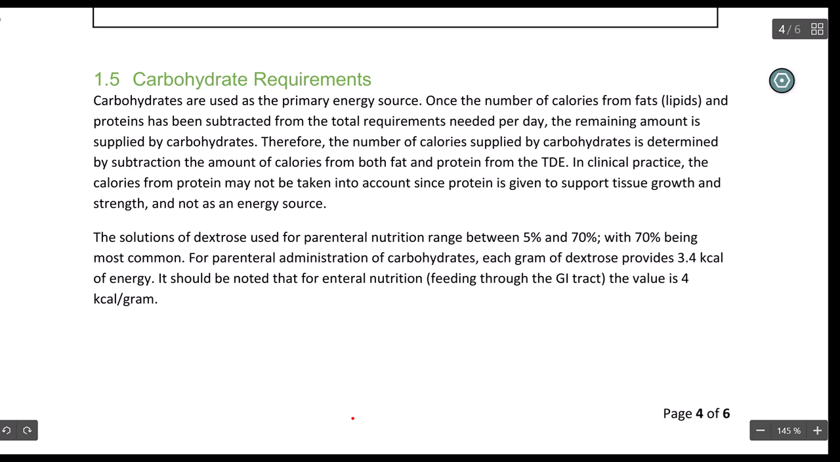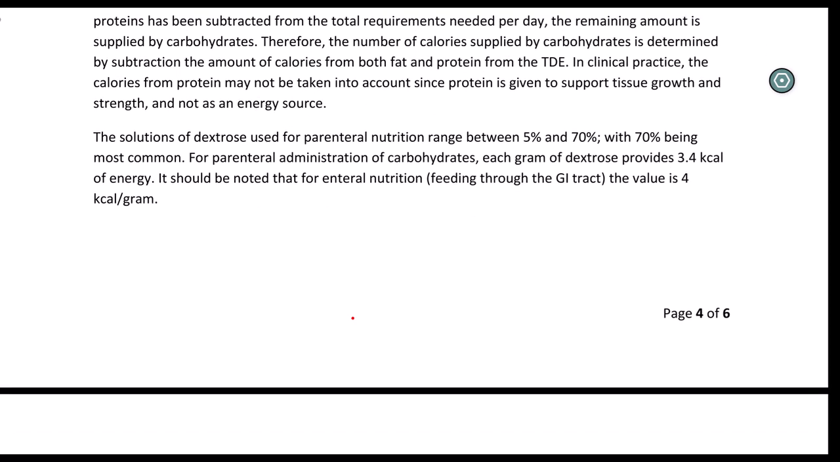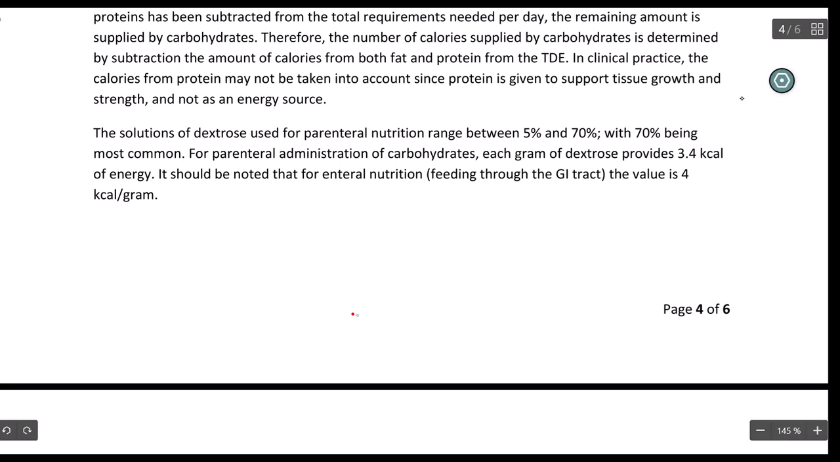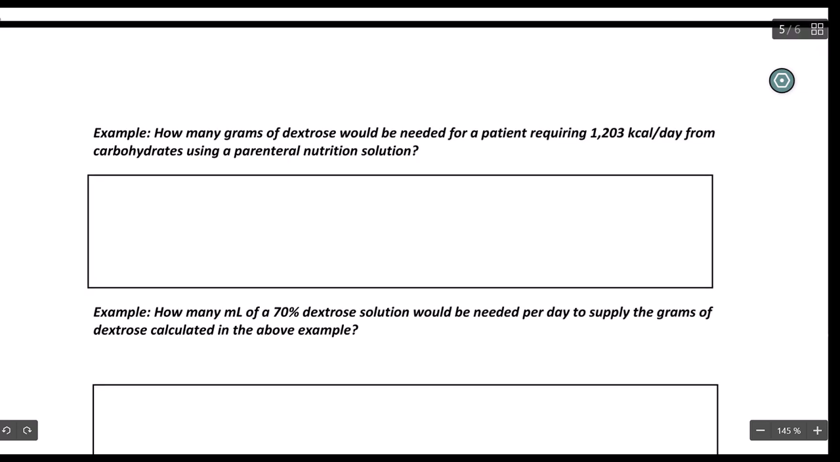So the chart that I showed you below will summarize that. Remember, you want to know the kilocalories for proteins, carbohydrates, and lipids. Lipids, you don't have to know the ones for the emulsions that are given parenterally, but you should know the other ones. So carbohydrates, 4 kilocalories per gram when given by mouth. Otherwise, it's 3.4. Let's look at an example.